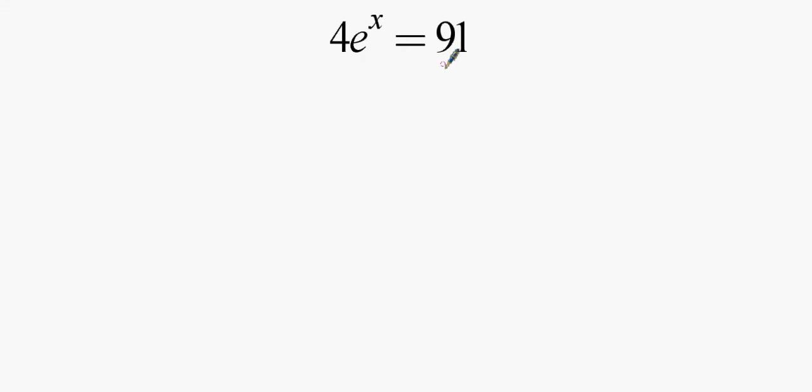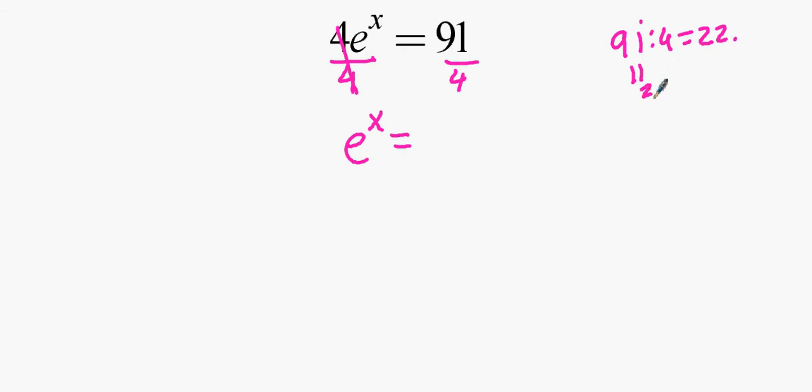So the next one, again, we have 4 times e to the x equals 91. Well, let's divide by 4. So e to the x equals 91 divided by 4. Let me see if I can do that. 91 divided by 4. 9 divided by 4 is 2. Have 1 left over. 11 divided by 4 is 2. 3 left over. 30 divided by 4 is 7. That's 28. 20. Looks like 22.75 if I'm not mistaken.